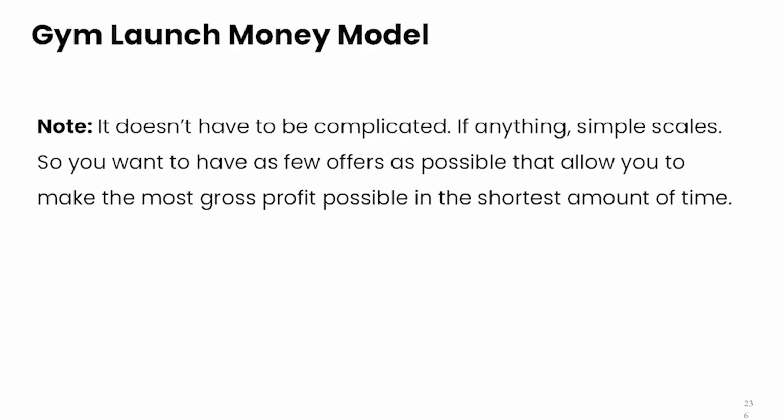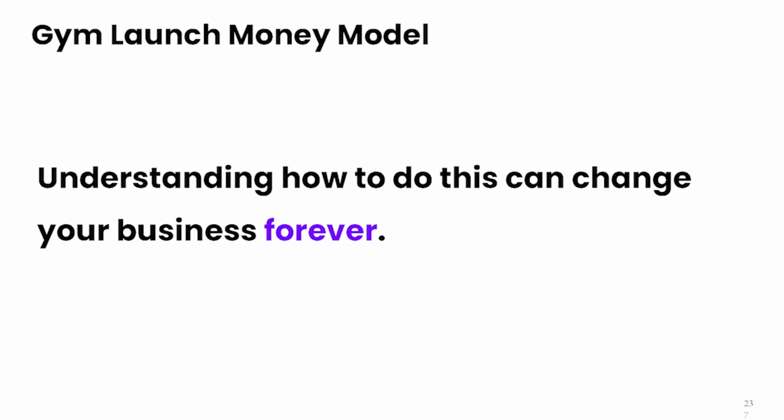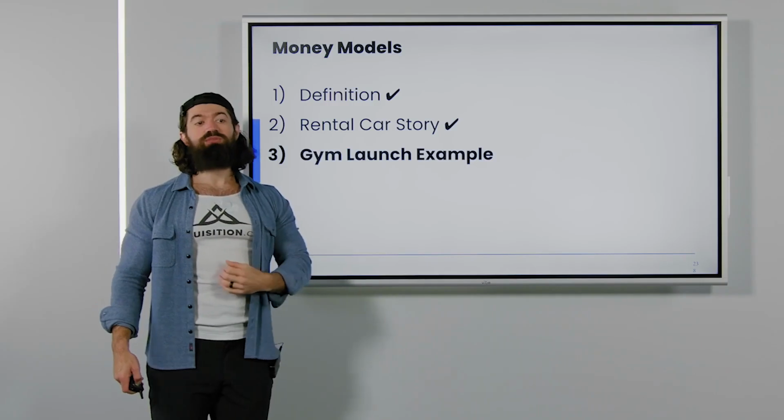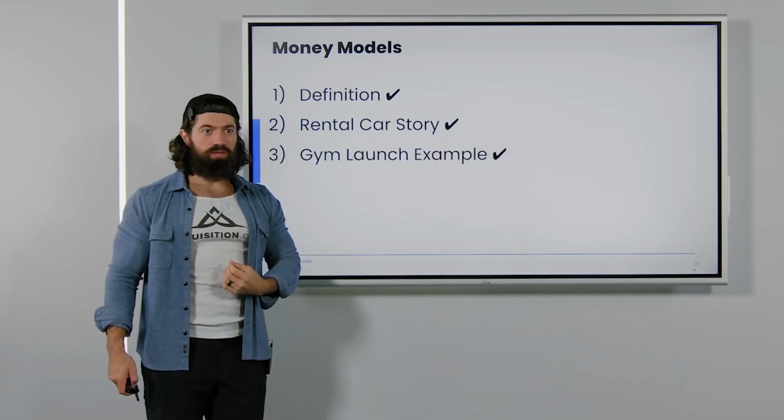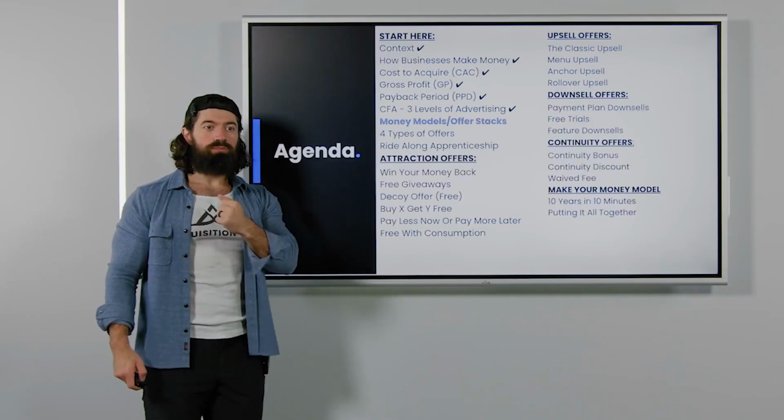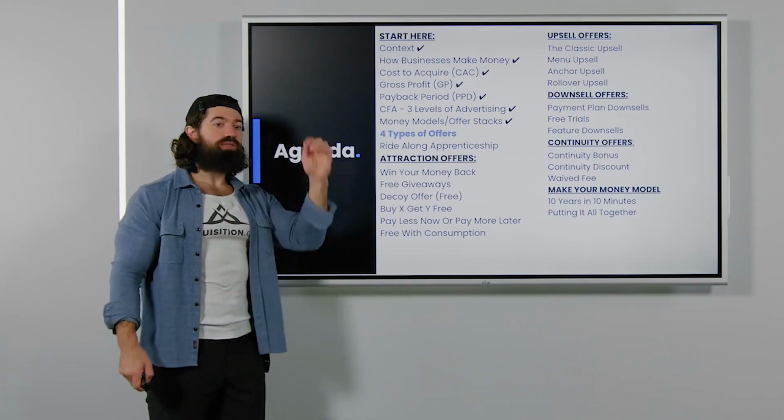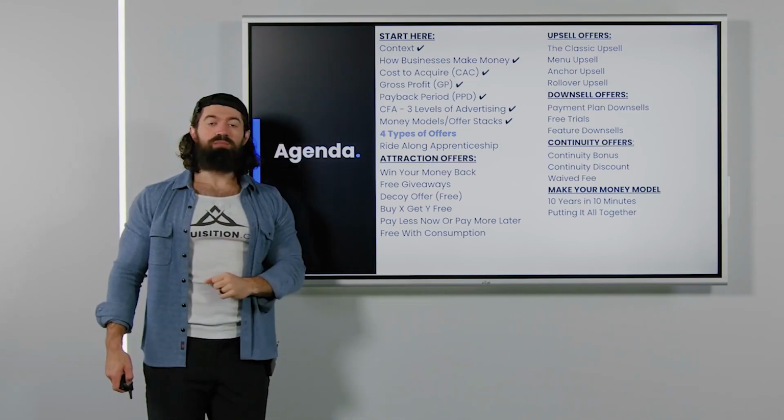No, it doesn't have to be complicated. If anything, simple scales. So you want to have as few offers as possible that allow you to make the most gross profit possible in the shortest amount of time. All right. So understanding how to do this can change your business forever. So that is fundamentally examples of money models and what a money model is. Great. Kaboom. Now we talk about the 4 types of offers that create money models to begin with.